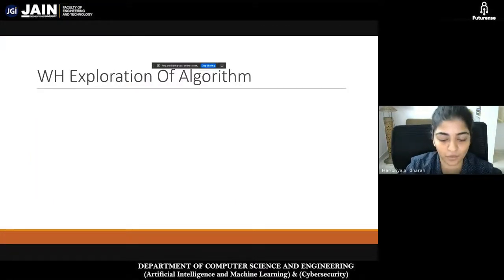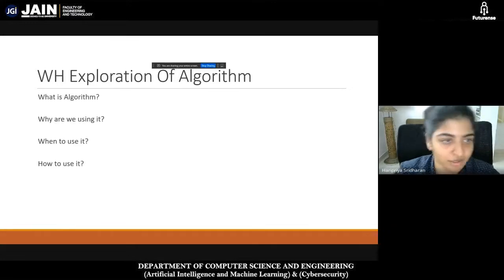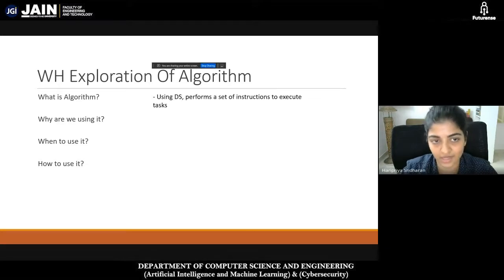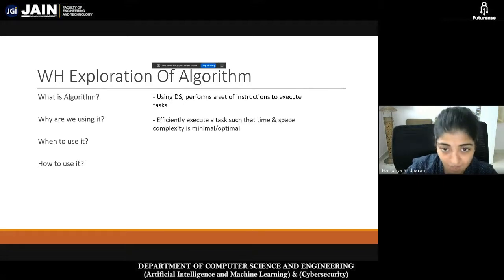So when it comes to algorithms, we'll also explore some of the basic ones to understand why we are using an algorithm and when to use it. So an algorithm, as we saw earlier, uses the data structure that we have. It performs a set of instructions in a system to execute something. And why are we doing it? To efficiently execute it, such that the time and space complexity is minimal.